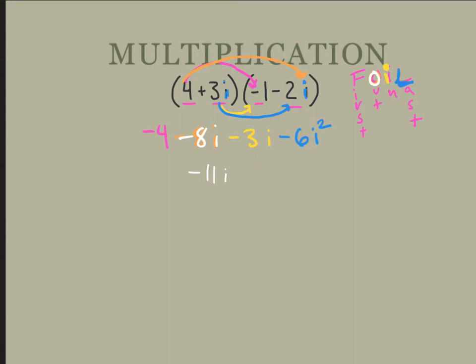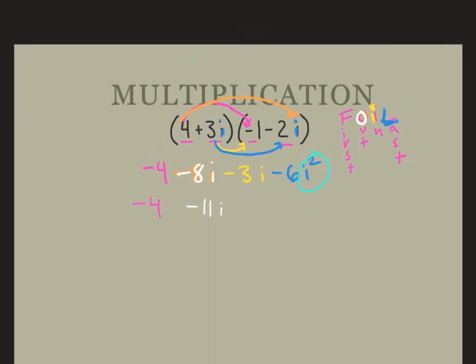Okay, so then we have that negative 4 out front. And then here's the fun part. Whenever we have an i squared, we learned yesterday that it is actually negative 1. So i squared is equal to negative 1. So this is negative 6 times negative 1. So anytime we have an i squared, we change it to negative 1. What's negative 6 times negative 1? Positive 6.